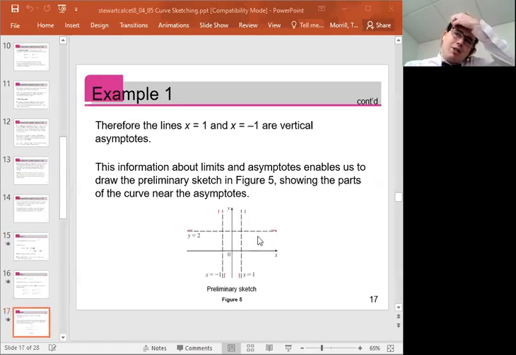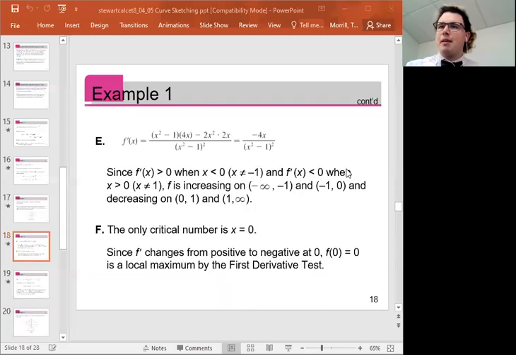And how do I know that information? Because I know that the limit as x approaches negative 1 from the left is going to be positive infinity, from the right, negative infinity. As x approaches 1 from the left, the function approaches negative infinity, and from the right, positive infinity. So I can say that this graph of the function should look something like fitting into these asymptotes. Okay, well, let's keep going.